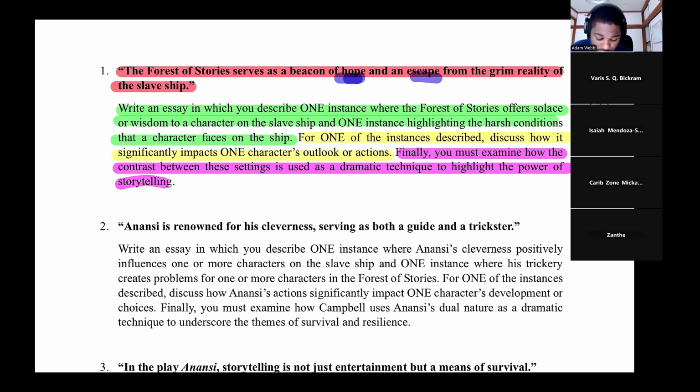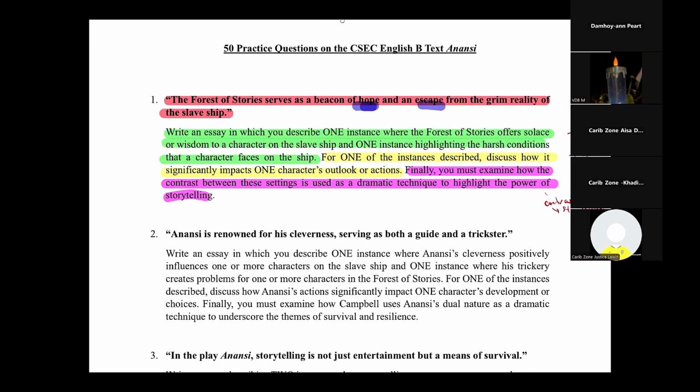And then you're going to look at contrast between the settings and how that is used as a technique to highlight power of storytelling, right? So you're going to look at contrast and its relationship to storytelling. After 2 more minutes, I'm going to need 2 volunteers to share what they have.